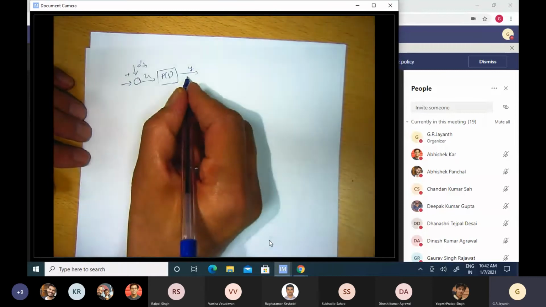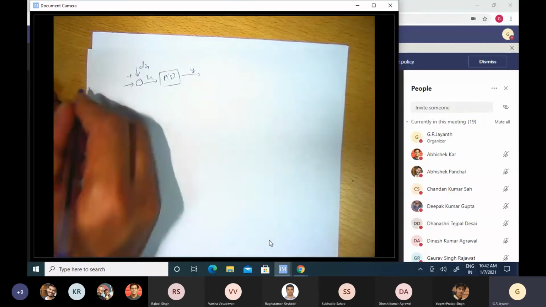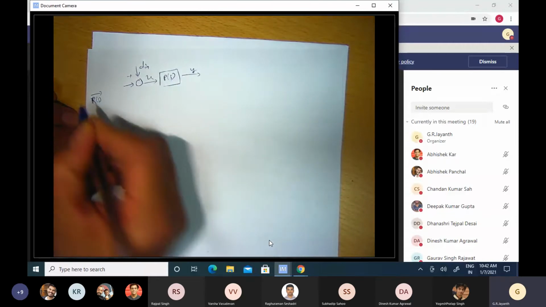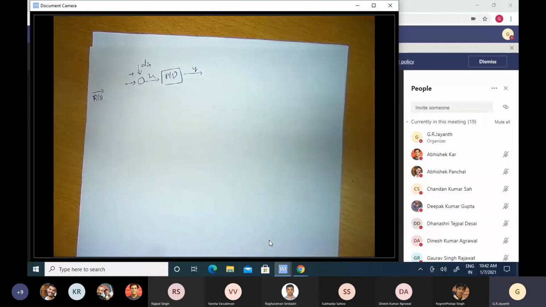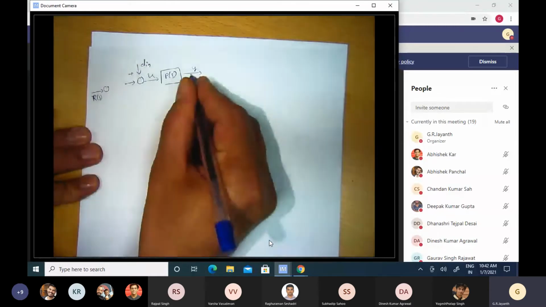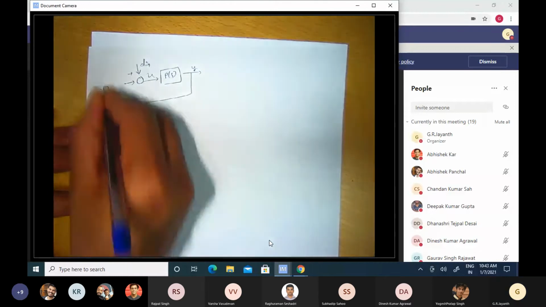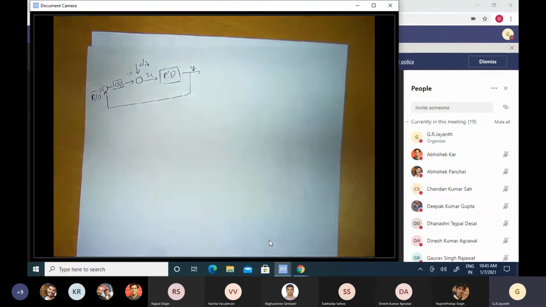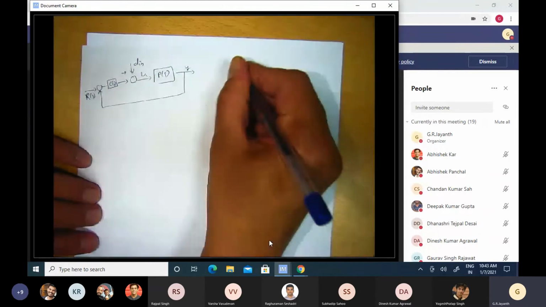So there is one other requirement. If I have some reference R of t, or in the Laplace domain R of S, if I provide a step reference or a steady reference, the steady state error in tracking that steady reference has to be equal to 0. Okay, so I wrap a feedback system around this, and I choose a controller C of S such that these specifications are met. Let me write down the specifications.